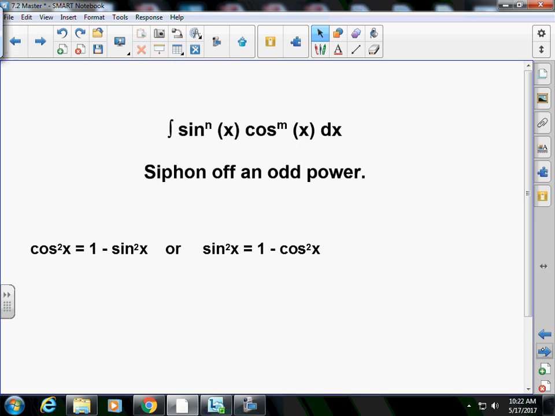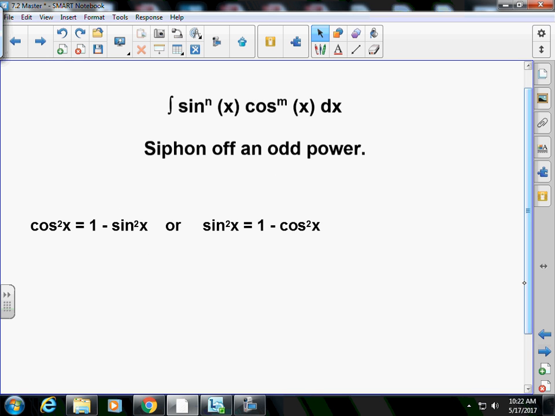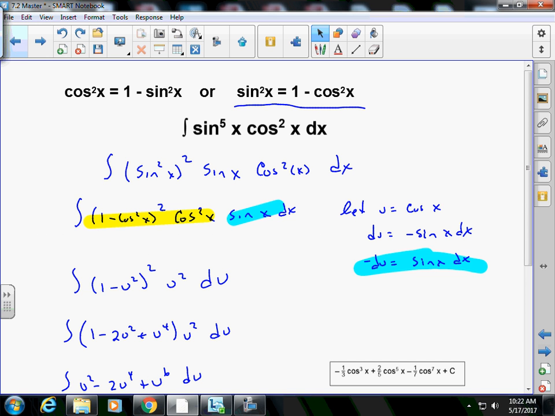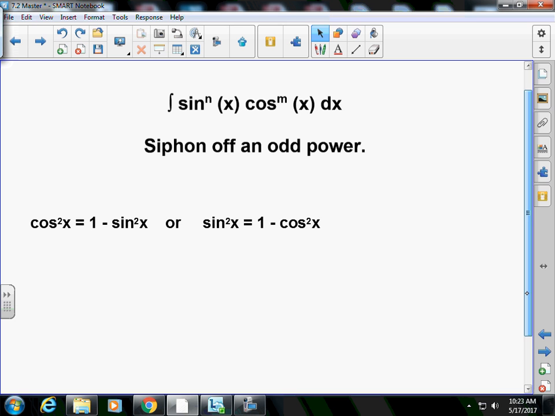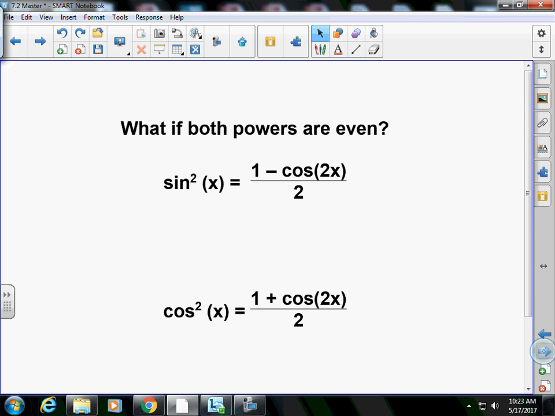Alrighty. So now let's look at this. I'm going to say, look, if I have the integration of sine to the n of x times cosine to the m of x dx, I'm going to siphon off the odd power, which is what we just did in the last problem, right? When we go back over here, we had sine to the fifth. So I siphoned off the odd power so I can rewrite that, and I got everything in terms of sines and a single cosine, or everything in terms of cosines and a single sine. That way I can do a u-substitution.